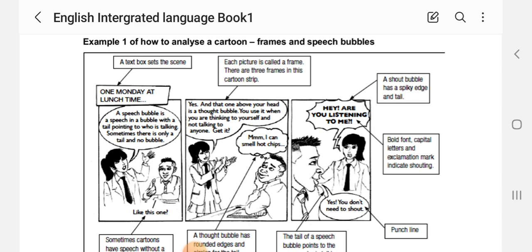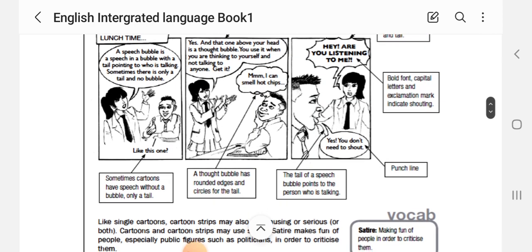So that guy there is thinking. And then we have, hey, are you listening to me? It's a shouting bubble. It has a spiky edge and tail. All right. Bold fonts, capital letters, and exclamation marks indicate shouting. So always look out for that. Okay. Yes, you don't need to shout.